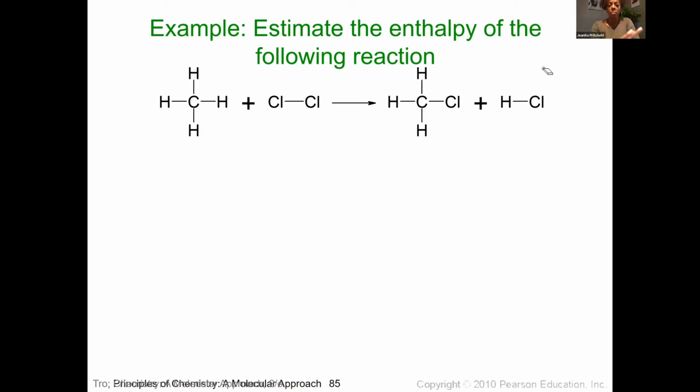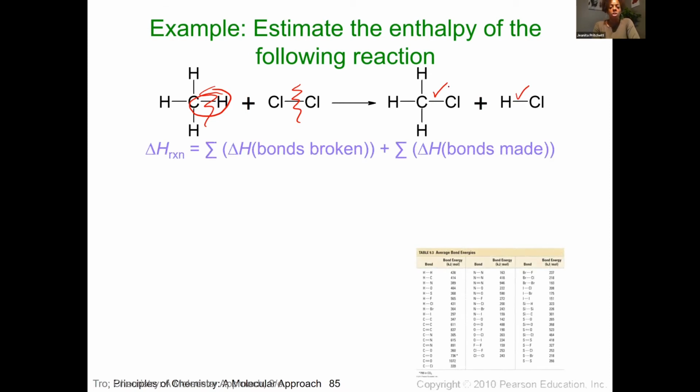So if we compare my reactant side to my product side, I can see where there's a difference. I can see that this carbon to hydrogen bond is now being broken, and this Cl to Cl bond is being broken. And what's being made is this C to Cl bond, as well as this H to Cl bond. Okay? We would then look up on our chart to figure out, well, how much did I have to spend to break it and how much is being released to make it?